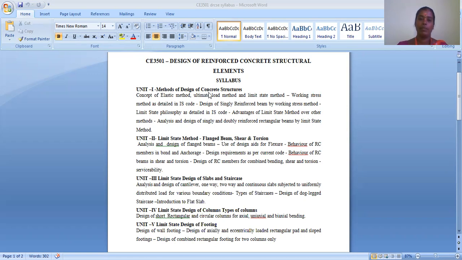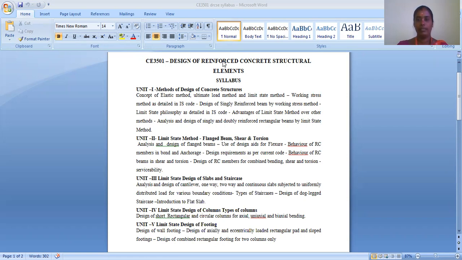Then what is meant by PCC? What is meant by RCC? Here we are saying reinforced concrete structural element. What is meant by reinforced? Reinforced concrete, that means we call it RCC. Reinforced concrete means we are introducing steel into the concrete. What is the difference between PCC and RCC?